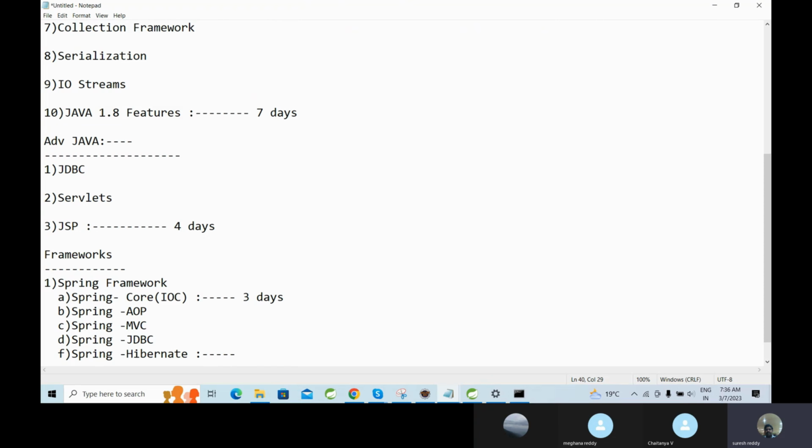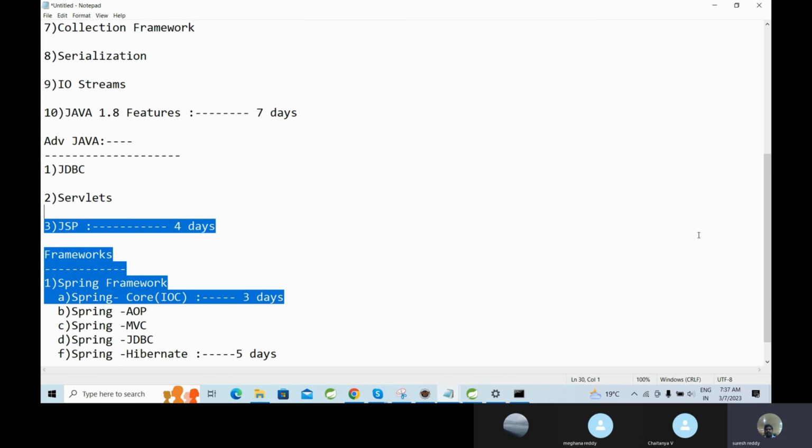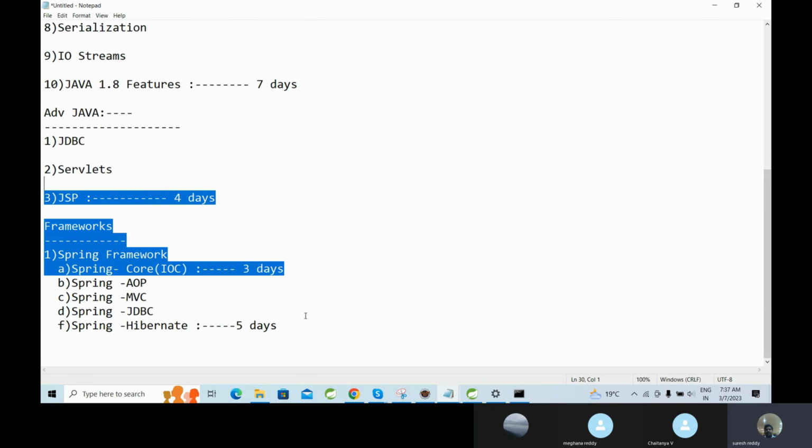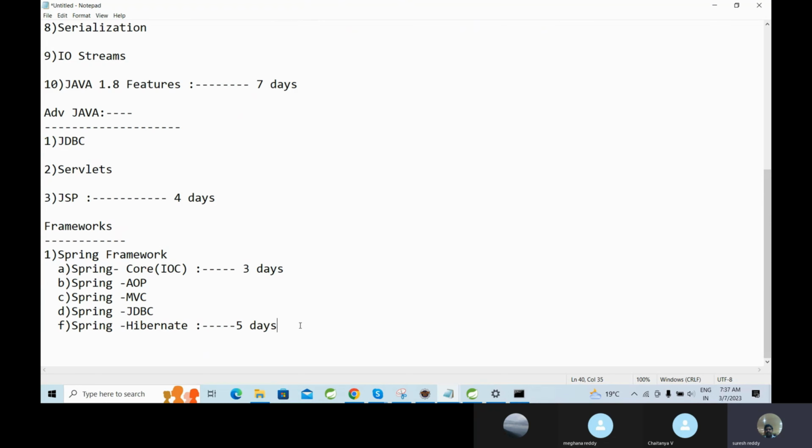Mostly how many days? 5 days. So this is 7 days, 4 plus 3. This is 1 week. 2 weeks are over up to here. So 3 weeks are there. In the middle some leaves are also there. Next after that, 5 days done. Total 8 days.